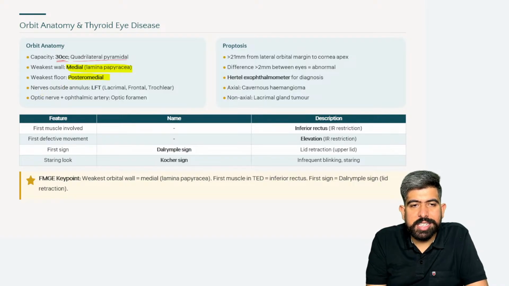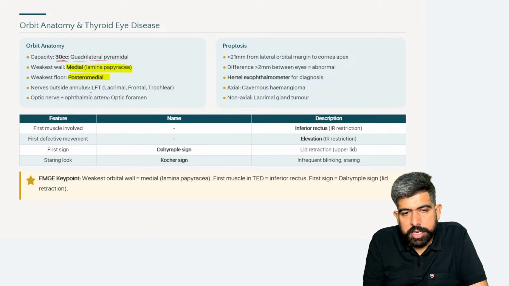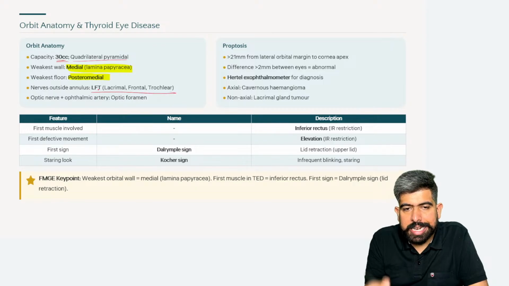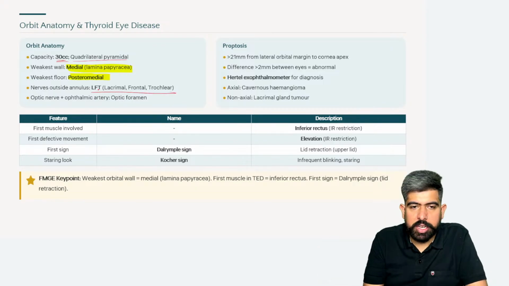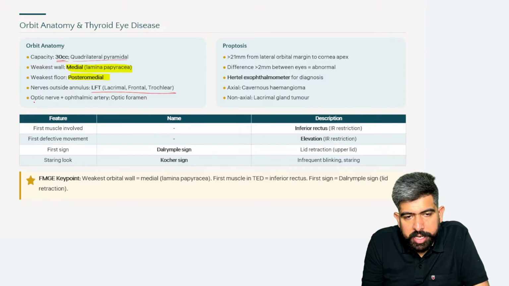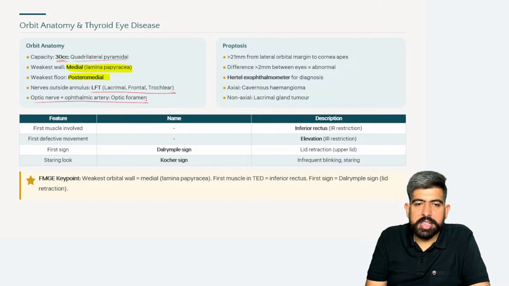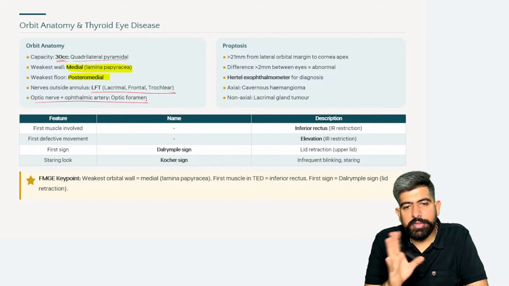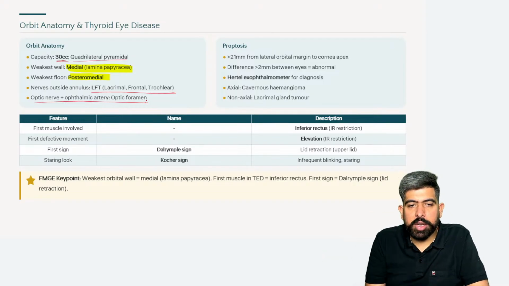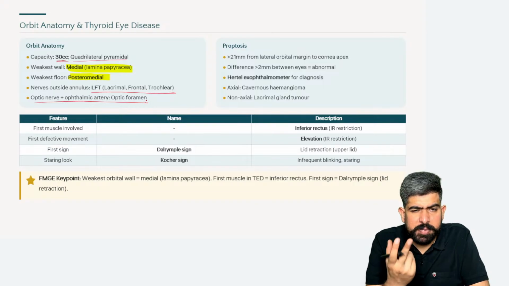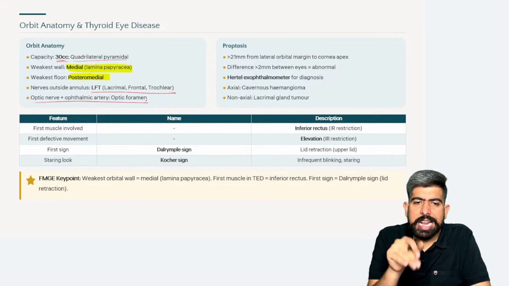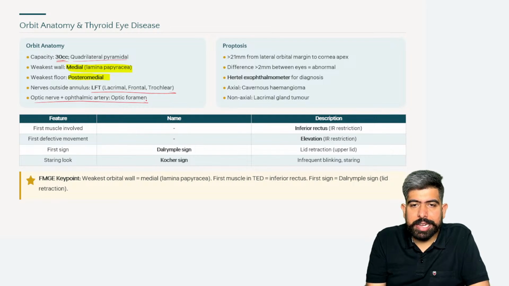The nerves outside the annulus are remembered as LFT. It means lacrimal, then frontal, then trochlear. Next, the optic nerve and ophthalmic artery are in the optic foramen. So the nerves outside the annulus will be LFT: lacrimal nerve, frontal, and trochlear. But in the optic foramen, we have the optic nerve and ophthalmic artery.